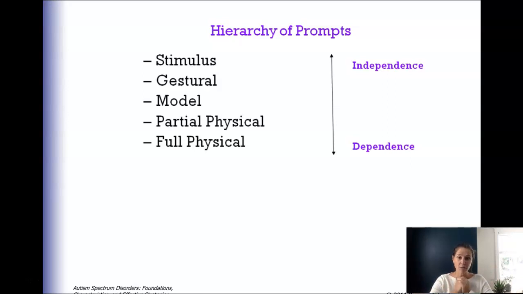Another thing you could do is model the behavior yourself. So you could model the correct behavior, point to the spoon, and then you could have them do it. A partial physical prompt is if you guide them. For instance, you touch their hand and guide it to respond correctly. You're not holding their hand or moving it for them. That would be a full physical prompt, where you guide with full direction the learner's physical body to answer and respond correctly.